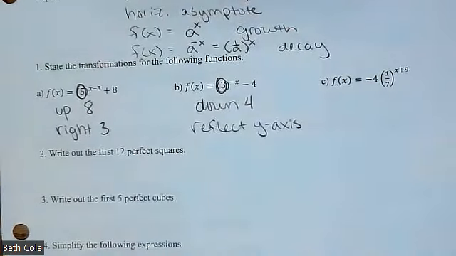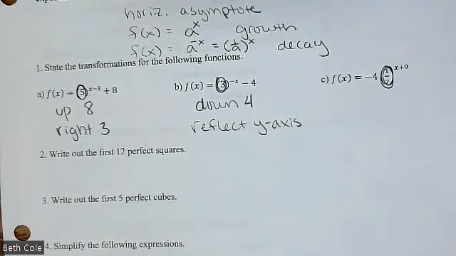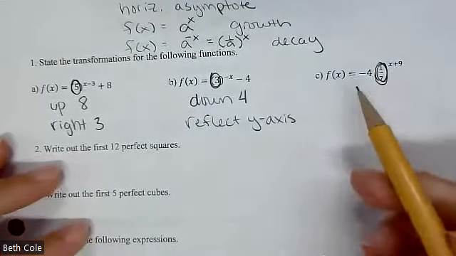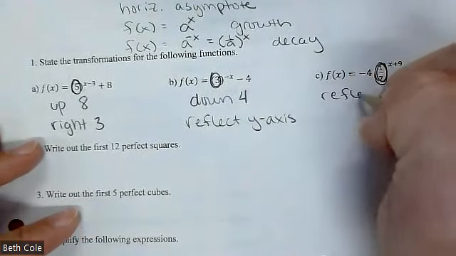If you're like, hey, Miss Cole, what would it look like if it reflected over the x-axis? I've got you. Look at letter C. First of all, what's the base? The 1/7, and usually it's in parentheses, so it's easy to identify. The 1/7 isn't going to do anything. Do you see how there's a negative out front? That's going to reflect over x.